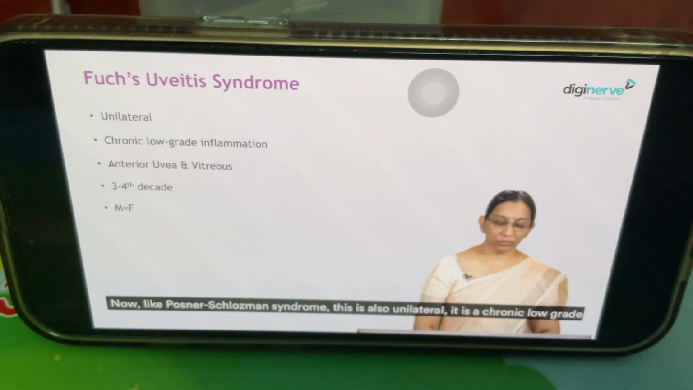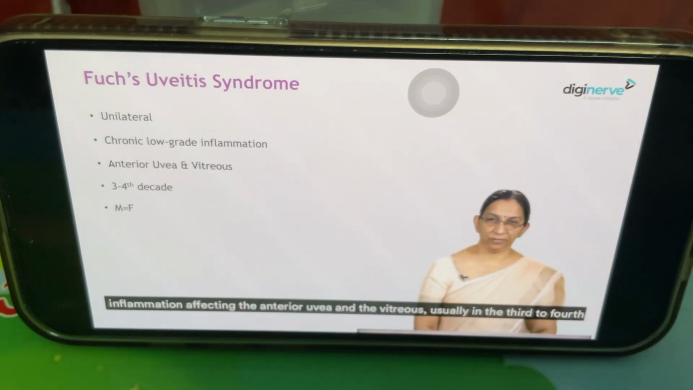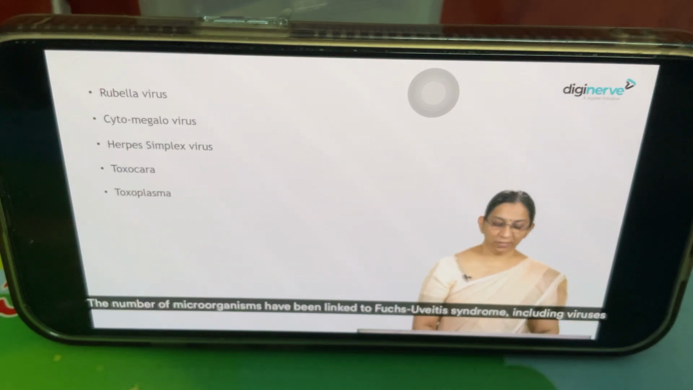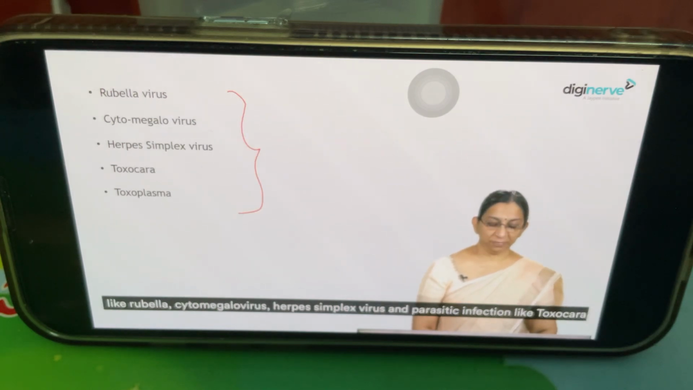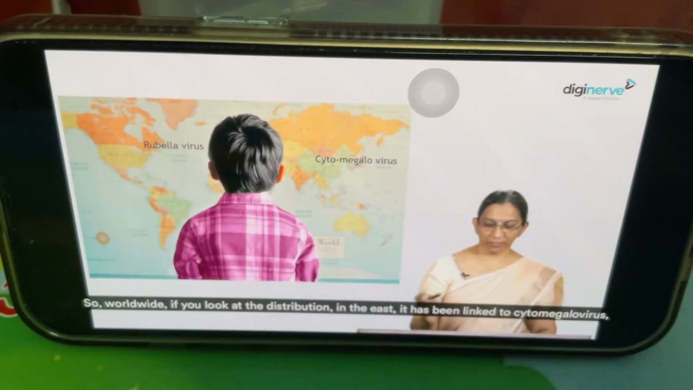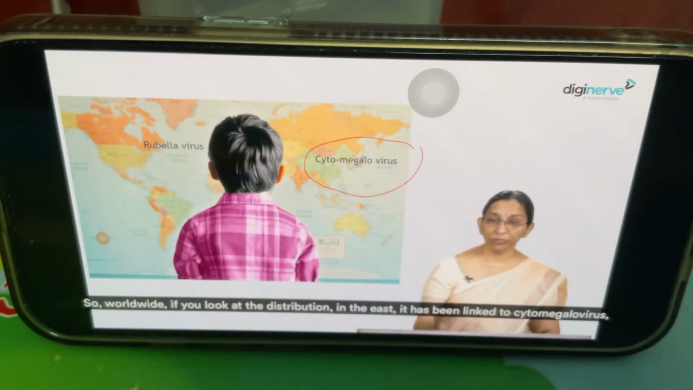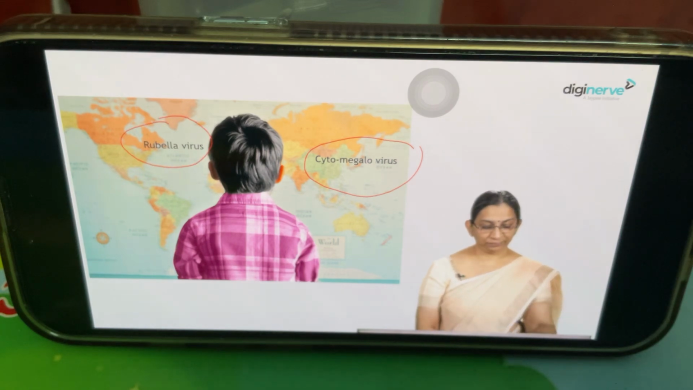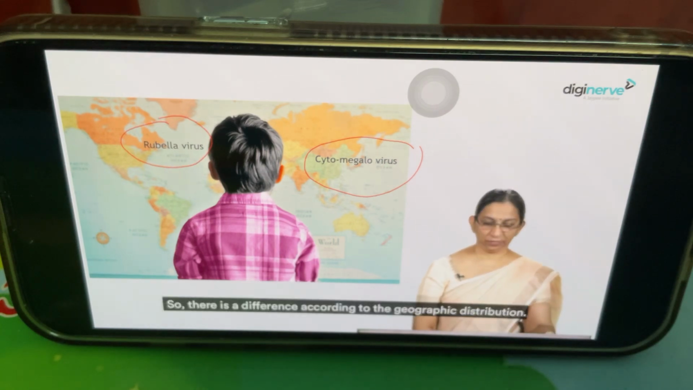Now, like Posner-Schlossman syndrome, this is also unilateral. It's a chronic low-grade inflammation affecting the anterior uvea and the vitreous, usually in the 3rd to 4th decade, but men are affected as commonly as women. A number of microorganisms have been linked to Fuchs uveitis syndrome, including viruses like rubella, cytomegalovirus, herpes simplex virus, and parasitic infection like Toxocara and Toxoplasma. So worldwide, if you look at the distribution, in the east, it has been linked to cytomegalovirus, whereas in the west, the Fuchs uveitis syndrome is linked more to rubella virus. So there is a difference according to the geographic distribution.